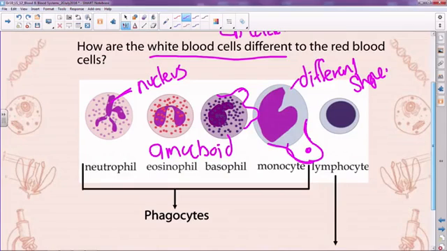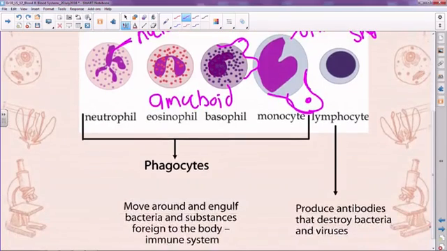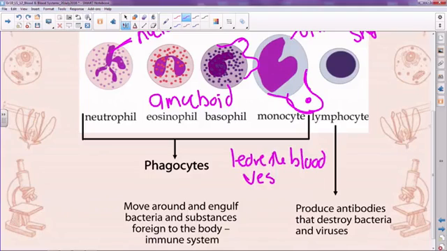Now, when it comes to white blood cells, unlike the red blood cells, what must they also do? They must also leave the blood vessels, because they need to fight infection. They are your immune response. They fight, they eat all the bacteria and those kinds of things. So they must be able to leave the blood vessels and go out into the body and do their defensive work.